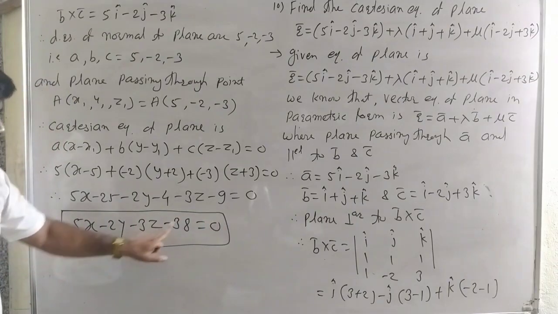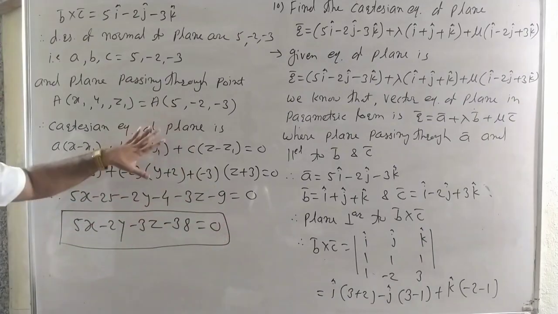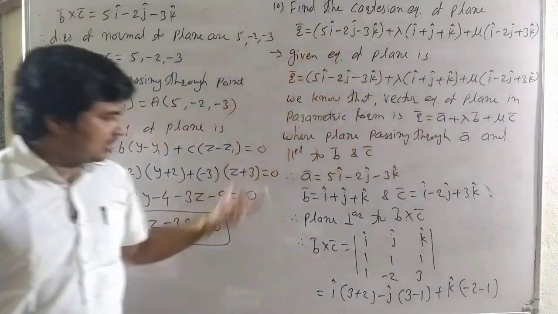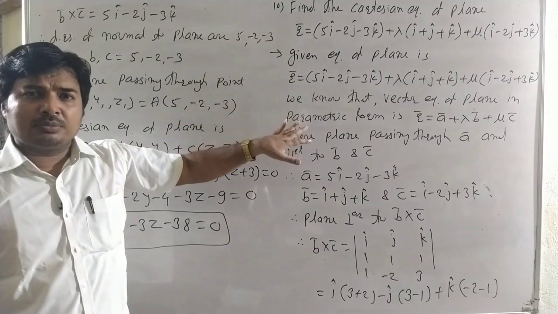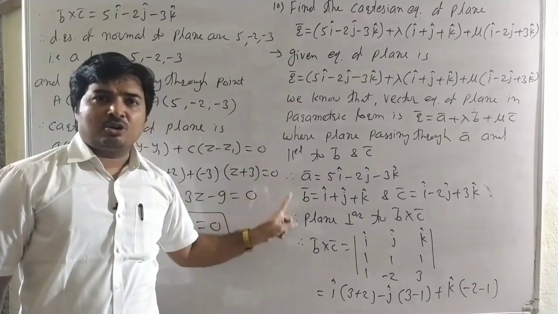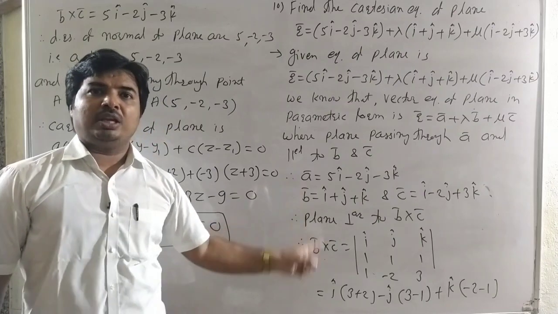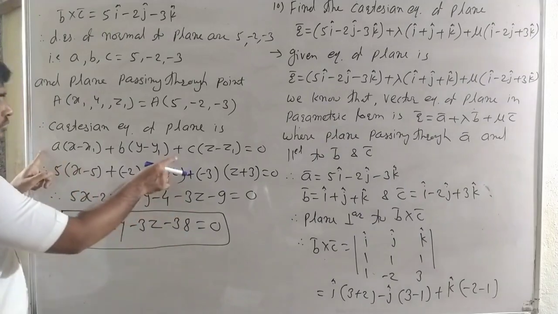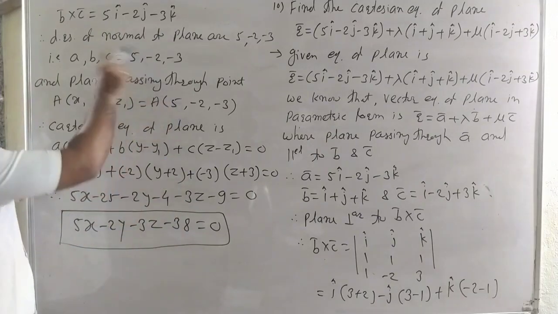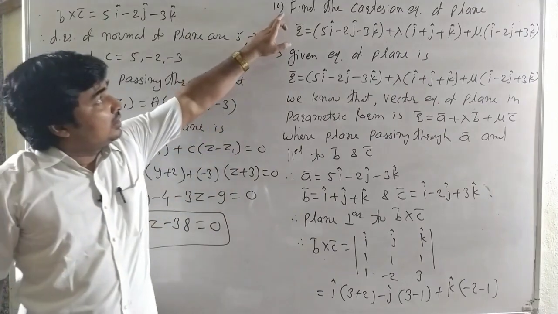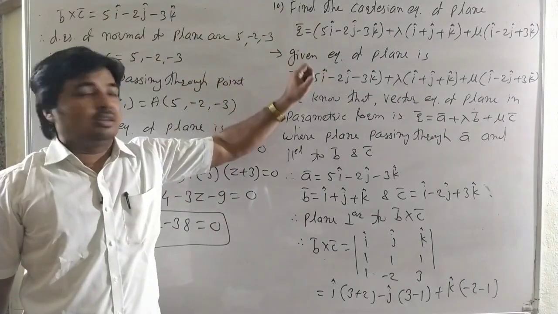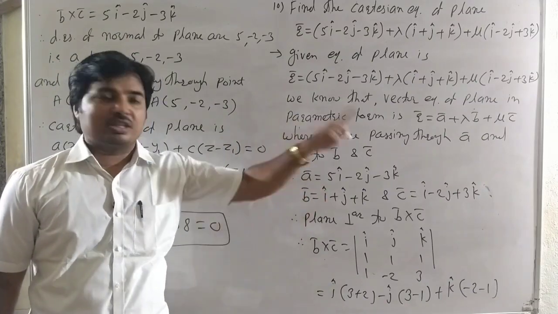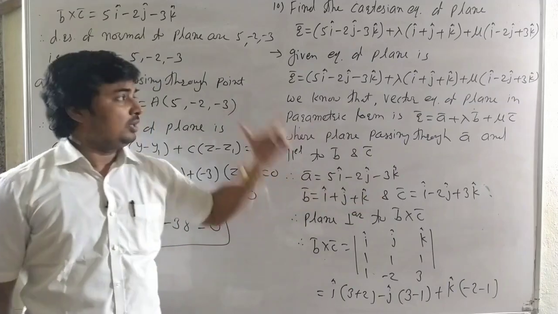5x minus 2y minus 3z minus 38 is equal to 0. This is the Cartesian equation of the plane passing through the point and parallel to these two vectors. When we are asked for the vector equation, we can write r bar dot b bar cross c bar is equal to a bar dot b bar cross c bar. Here the question is to find the Cartesian equation, so we use this equation and find the coordinates and direction ratios. When asked to find the vector equation, we write r bar dot b bar cross c bar is equal to a bar dot b bar cross c bar, where a bar, b bar and c bar are as given. See carefully this.